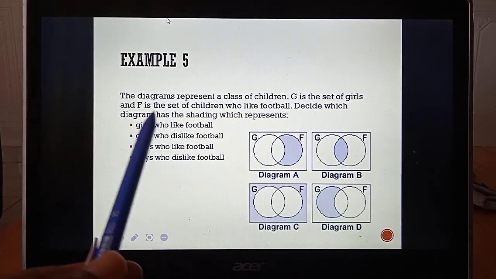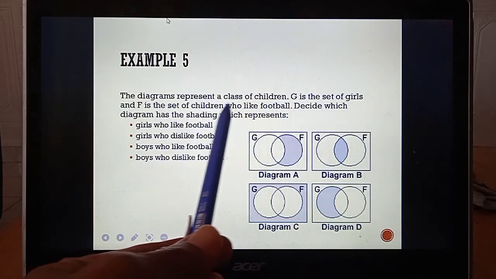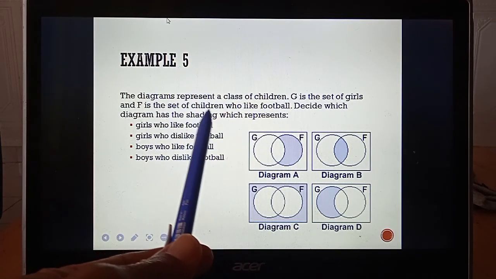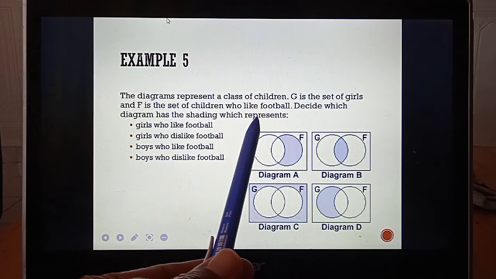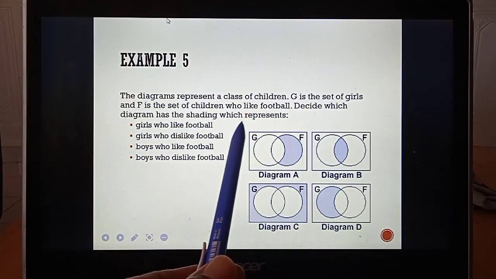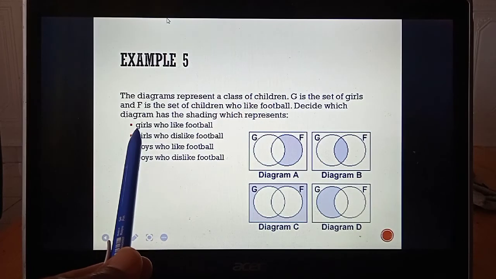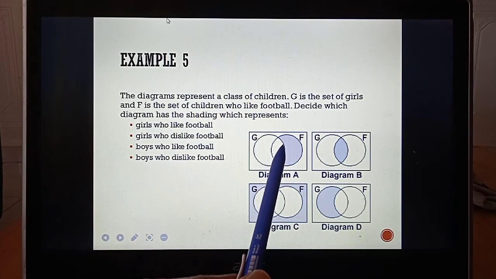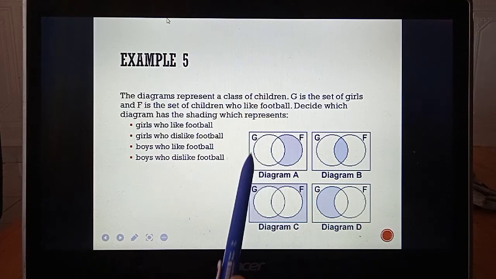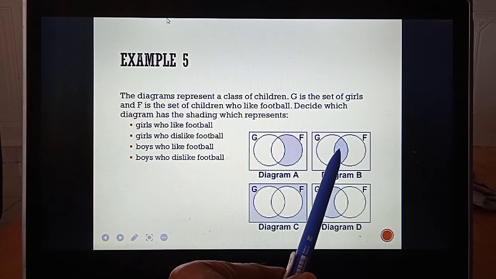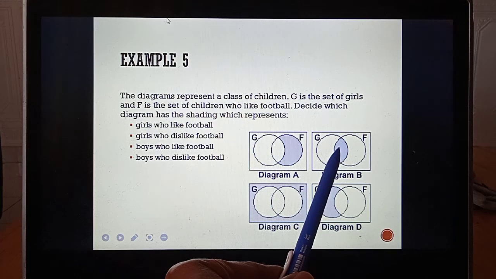Okay, example 5. The diagrams represent a class of children. G is the set of girls and F is the set of children who like football. Now decide which diagram has the shading which represents girls who like football. Girls who like football should be, this is girls, so it must be inside the F. So it will be this one. Diagram B is the girls who like football.